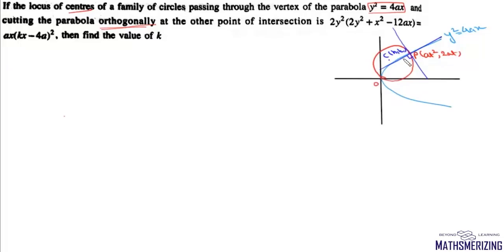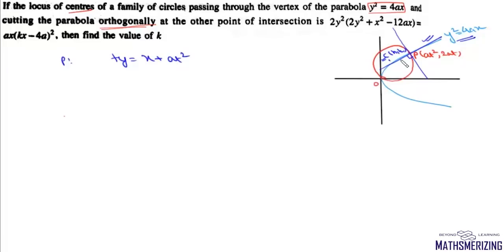Now since the angle between the tangents is 90 degrees, it simply means the tangent to this parabola at this point P will actually be a normal to this circle. So the center of this circle will lie on the tangent drawn at this point P. So for this parabola, we'll write the equation of the tangent at this point P. At this point P, the equation of tangent is given by ty equals x plus at square.